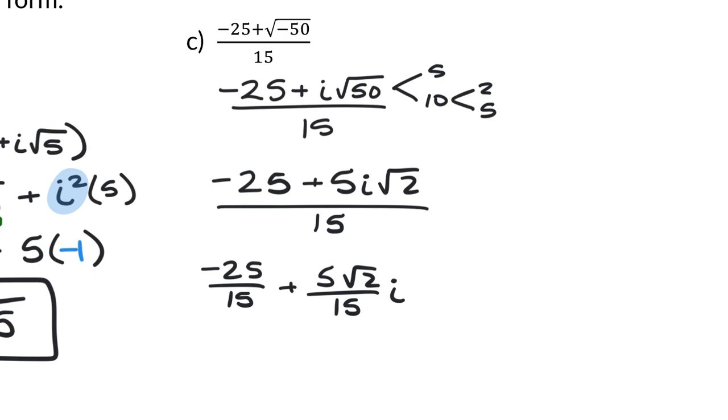Negative 25 over 15, those numbers are both divisible by 5. So how can I reduce that down? 5 and 3. And then again, 5 and 15, both divisible by 5. So that becomes 1, or just square root of 2, over 5, over 3. What am I doing? i.